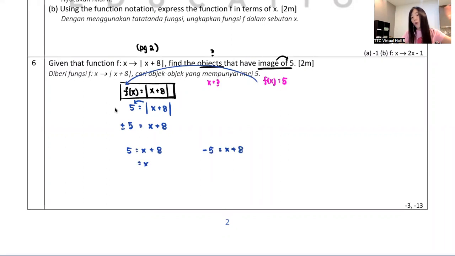So plus 8, move it over, minus 8. You can press the calculator: 5 minus 8, negative 3. Done. Then this one, plus 8, move it over, minus 8. Negative 5 minus 8, negative 13. Isn't that the answer? Negative 3 and negative 13.